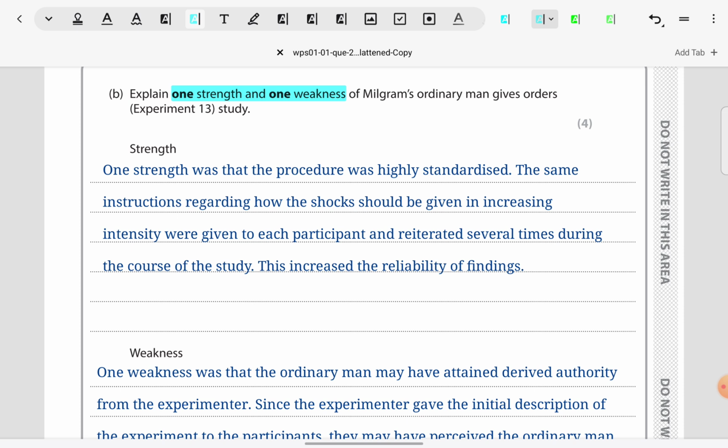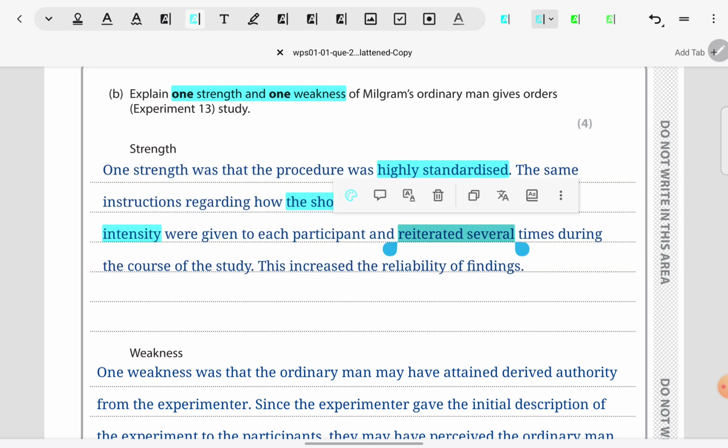So one strength, if we see, is that the procedure was highly standardized in this experiment. Of course, once we give the point that it is standardized, we need to give evidence, so we need to explain why we are saying that. To give examples of standardization, we see in this experiment, shock should be given in increasing intensity, that was instructed right at the onset, as well as it was reminded to participants many times throughout the experiment. So this same procedure of first giving the instructions and then repeatedly emphasizing how the shocks are to be given was done for each and every participant in experiment 13. So definitely this increased reliability of findings.